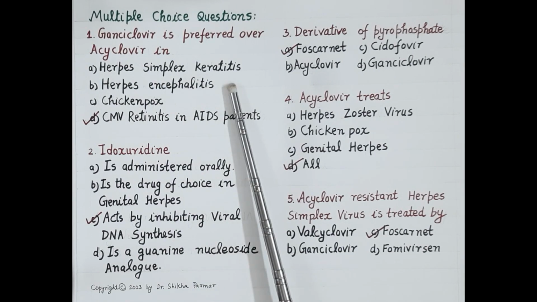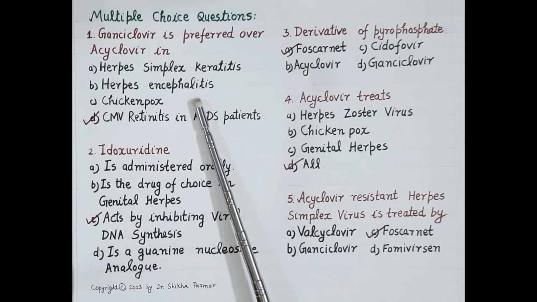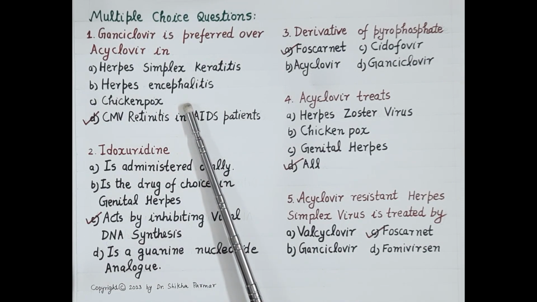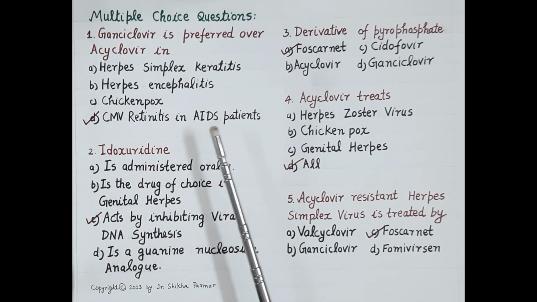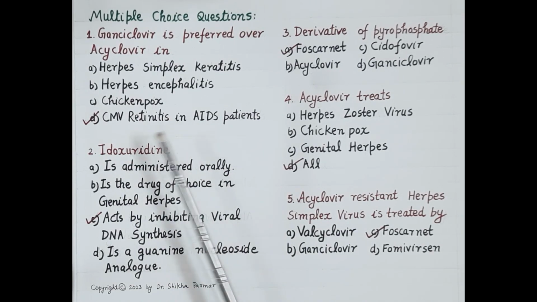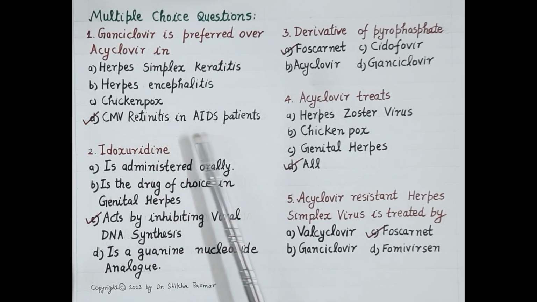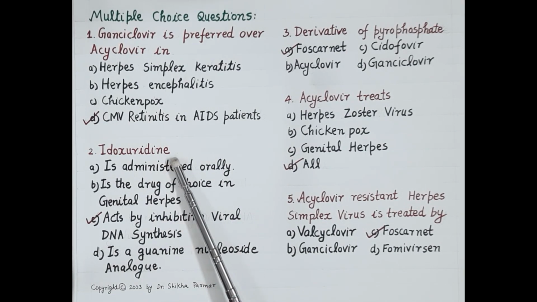Ganciclovir is preferred over Acyclovir in herpes simplex keratitis, no, here Acyclovir is used. Then herpes encephalitis, no, here also Acyclovir is used. Chickenpox, no, here also Acyclovir is used. Then cytomegalovirus retinitis in AIDS patient, yes. So the correct answer is Ganciclovir is used in the treatment of cytomegalovirus retinitis in the AIDS patients. Then next question is on idoxuridine.